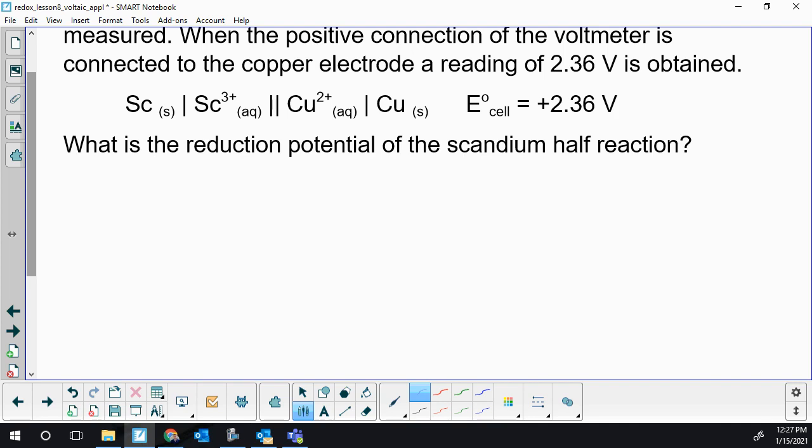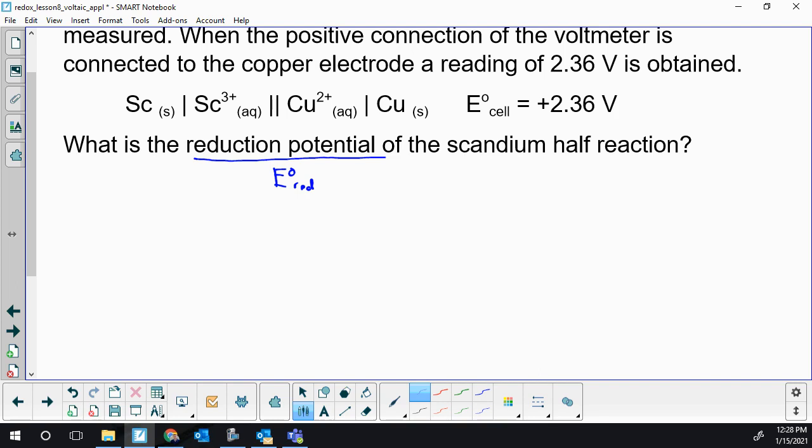So we're asked for reduction potential. That'd be E naught, but not cell. E naught reduction. We're kind of asked for what number would be in our table if we could have looked up scandium, but it's not there. We'll have to solve for it.